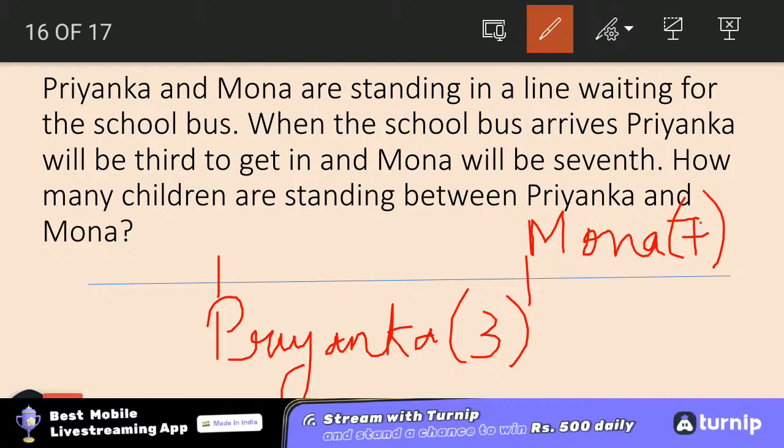Now they are not asking how many people were there in the row or how many students were standing. They are asking how many children are standing between Priyanka and Mona. In between them. Look, read the language of the question. We hurry and do not read the question fully carefully. The more patiently and carefully the question is read, the more correct and apt the answer will be.